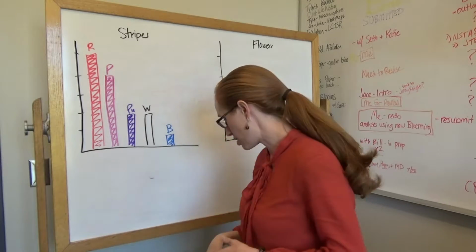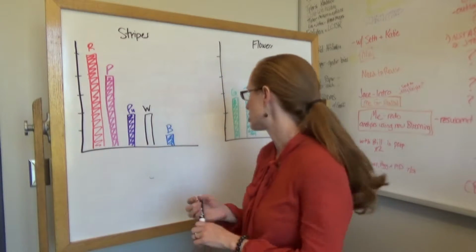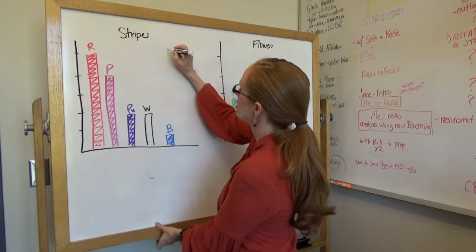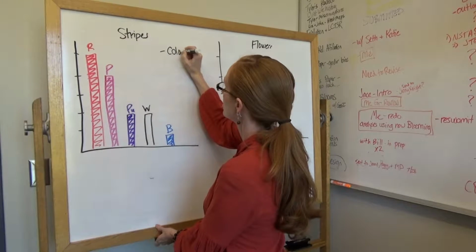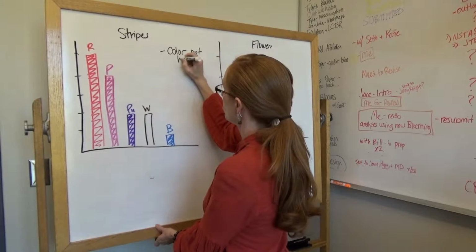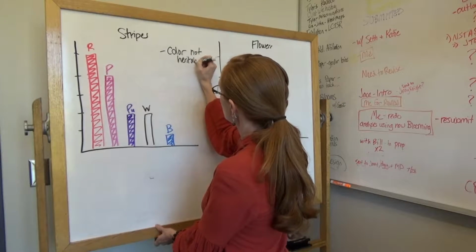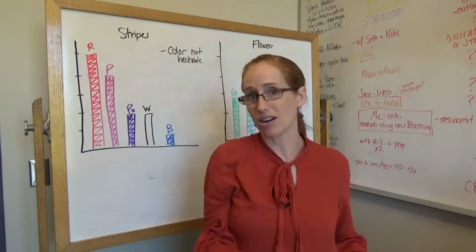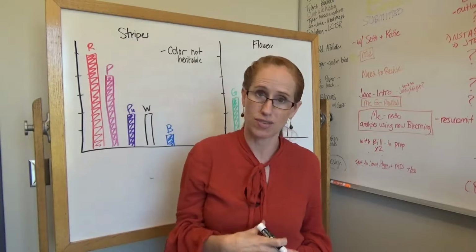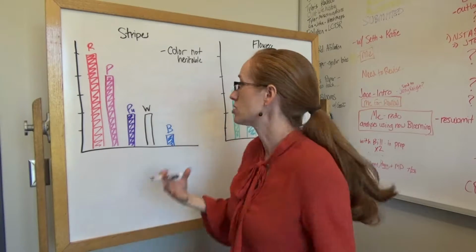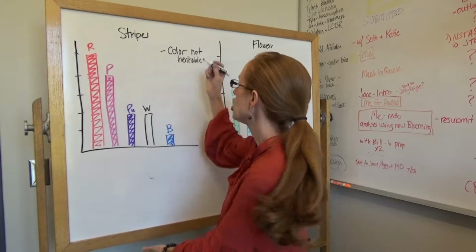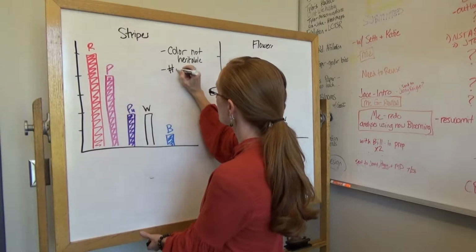All right, and some things that we could change, well, we could have it so that the color is not heritable. Meaning that blue ones can have pink offspring and orange ones can have yellow offspring and whatever. All right, so that's something you could change. What else could you change? You could change the number of offspring.